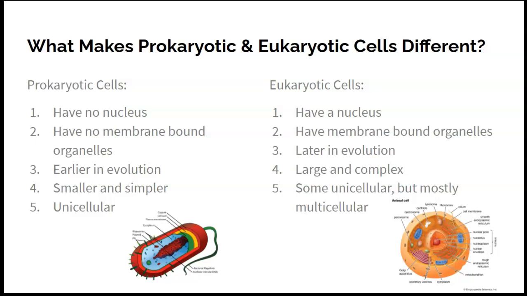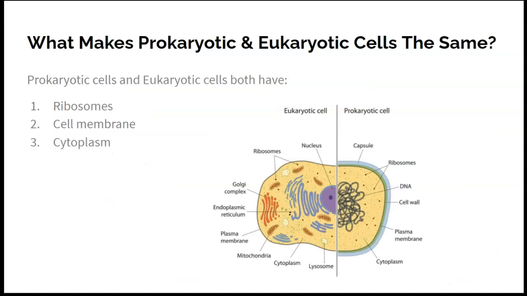Prokaryotic cells are earlier in evolution, which makes them a little bit smaller and simpler, and they're unicellular. And basically, the opposite of all of those points make up a eukaryotic cell. So eukaryotic cells do have a nucleus, they do have membrane-bound organelles like mitochondria and lysosomes. They came later in evolution, which makes them larger and more complex. And some are unicellular, but mostly they're multicellular.